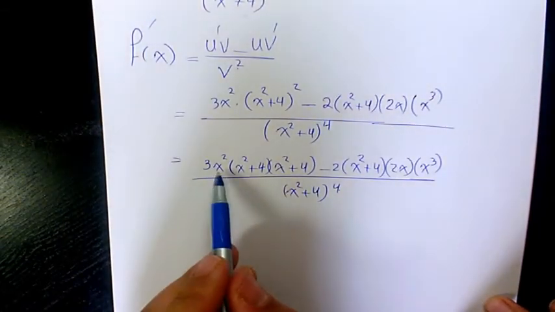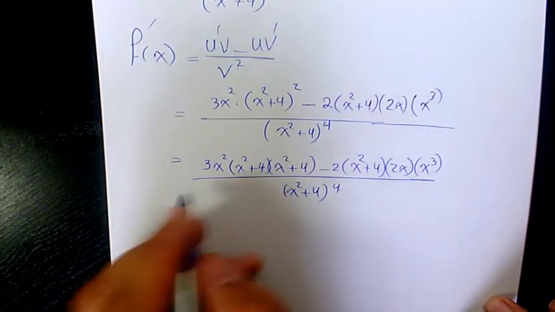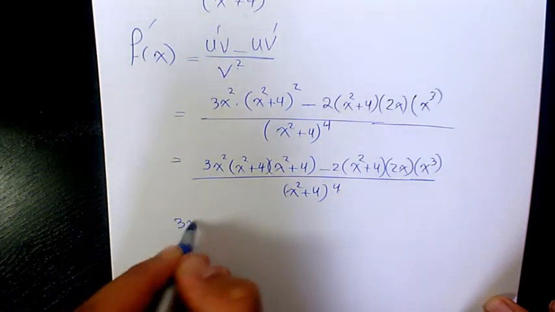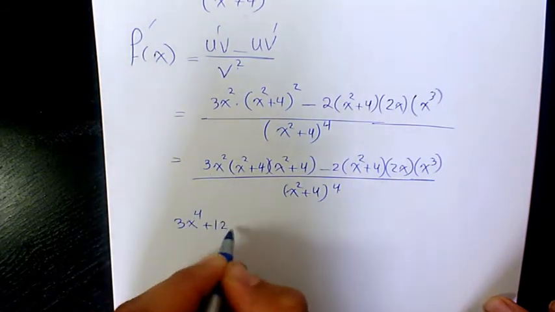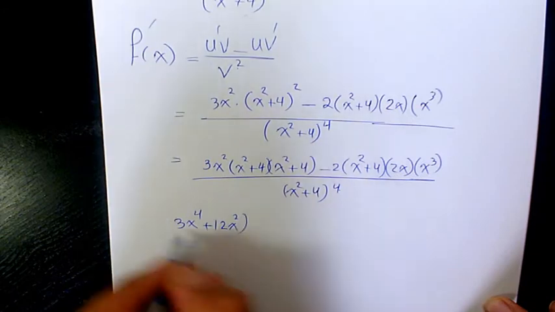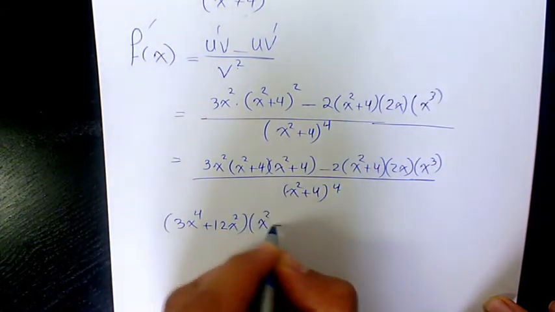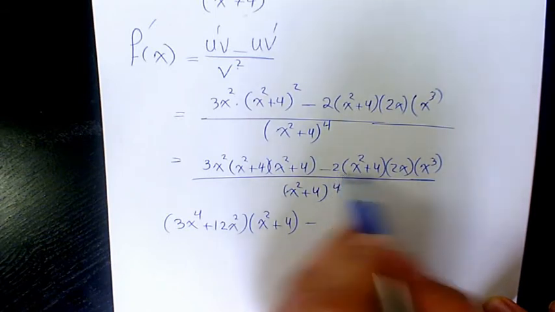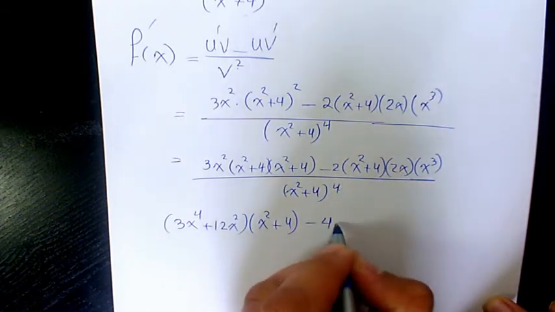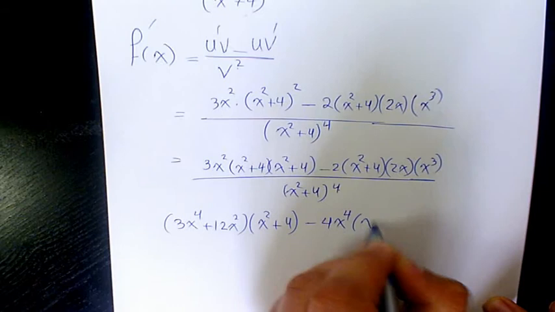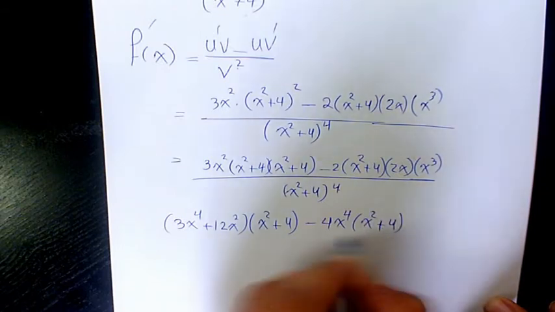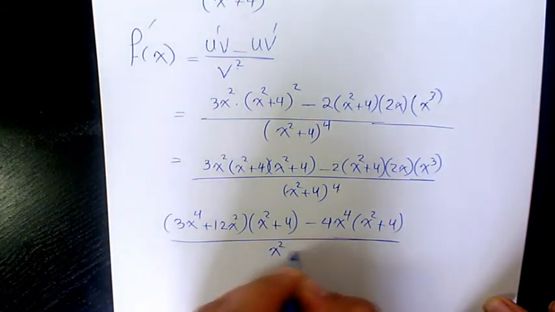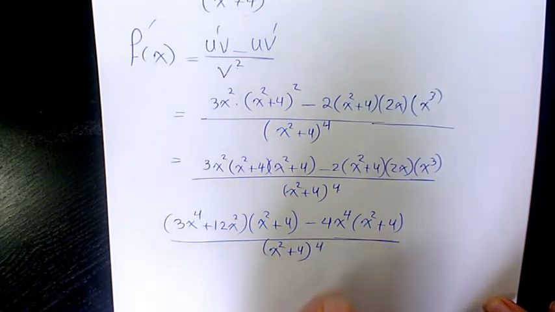When we simplify it a little bit, we're going to have 3x to the power of 4 plus 12x squared, times (x squared plus 4), minus 4x to the power of 4 times (x squared plus 4), divided by (x squared plus 4) to the power of 4.